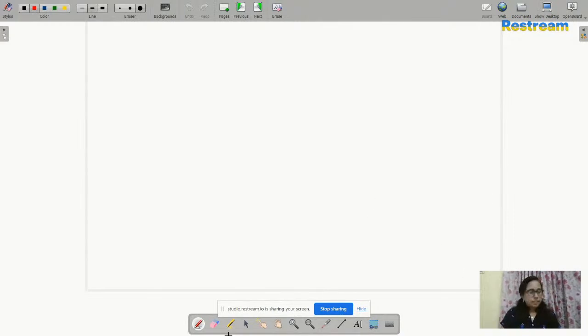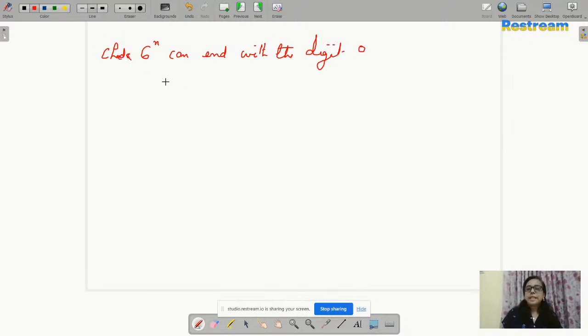How many of you know that answer? Check whether 6 raised to n can end with the digit 0. That is the question. I had taken that, but it is not seen now. Anyhow, I'll try it one more time. Check whether 6 raised to n can end with the digit 0.